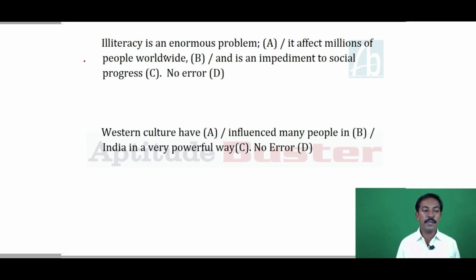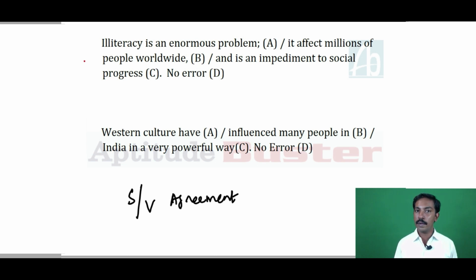Look at the first example. Illiteracy is an enormous problem. It affects millions of people worldwide and is an impediment to social progress. Whenever you're on spotting errors, the first thing that you need to look for is subject-verb agreement. Always check whether the subject of the given sentence and the verb agree. If they agree, well, you look for other error types. If they don't, you can easily spot the error and move on. Let's try. Illiteracy is an enormous problem. Yes, illiteracy is singular, there isn't any issue.